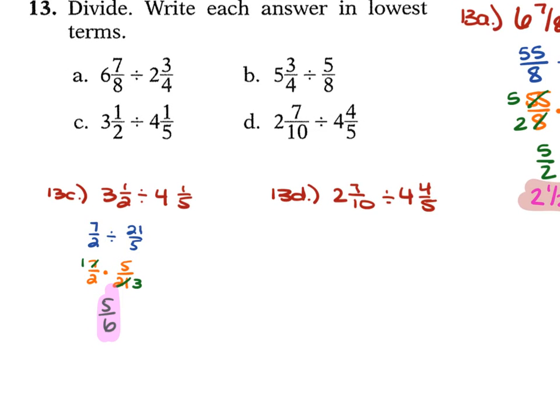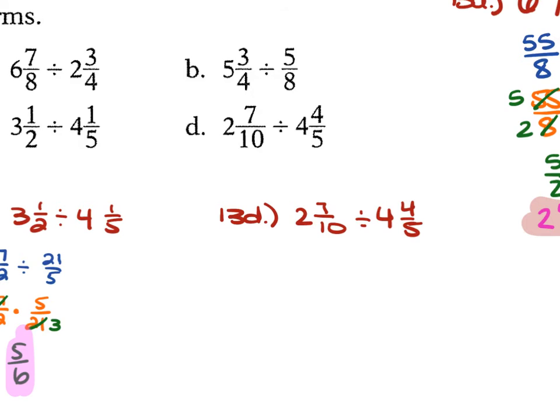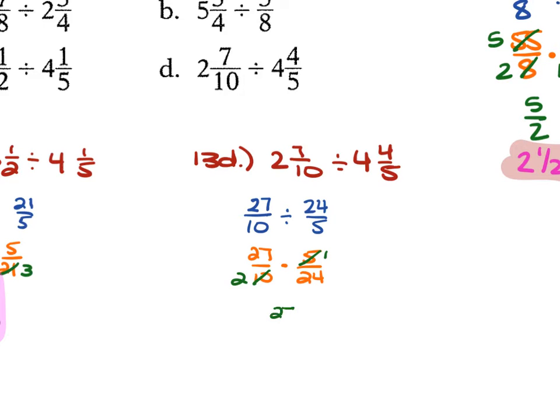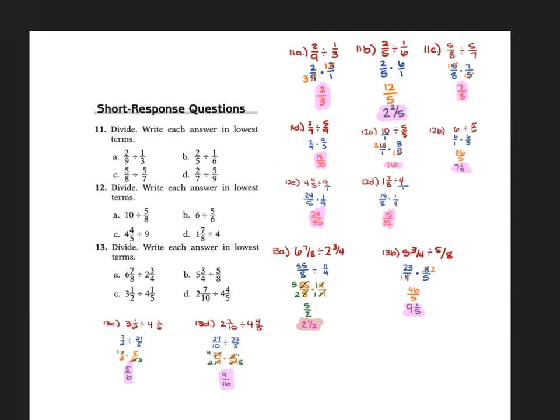For D, they give us 2 and 7 tenths divided by 4 and 4 fifths. So 2 times 10 is 20, plus 7 is 27 over 10, divided by 4 times 5 is 20, plus 4 is 24 over 5. So keep, change, flip. It's 27 over 10 times 5 over 24. We can simplify with the 10 and the 5. The 5 becomes a 1. The 10 becomes 2. So then we have 27 times 1, which is 27, over 2 times 24, which is 48. You cannot simplify these. Yes, you can. The 27 and the 24 can actually turn into 9 and 8. So instead of the 27 over 48, we would have 9 over 16. So again, if you simplify fully before you multiply, you wouldn't have to simplify at the end.